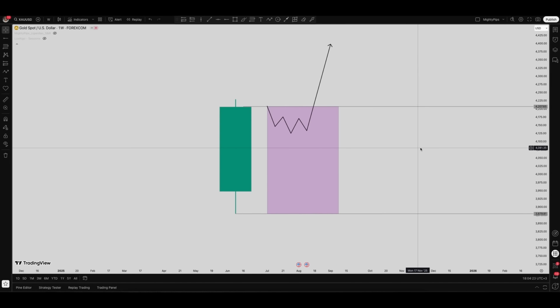Without wasting time, guys, let us go on to the replay tool so that I can show you how you can swing trade this using bar replay.